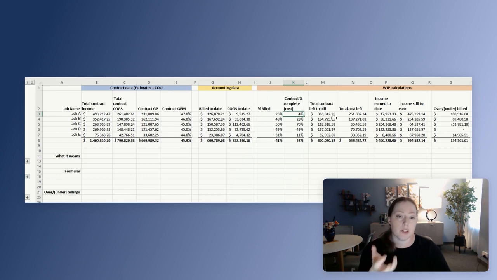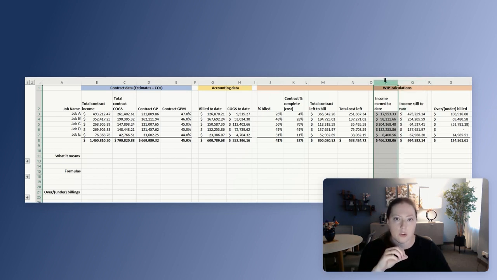And then you have a couple of other calculations that you will see. How much total contract is left to bill, meaning total contract minus the bill to date is total contract left to bill. How much total cost is still left, because we want to know how much total cost is still left, meaning total cost of the contract minus cost to date. And then this particular section right here is income earned to date. How much income have you actually earned to date, and how much income is there still to earn?